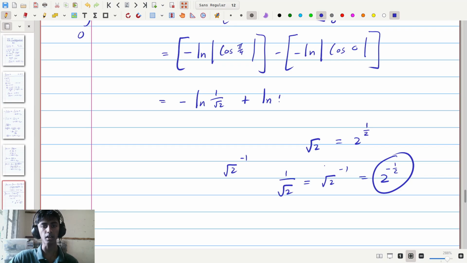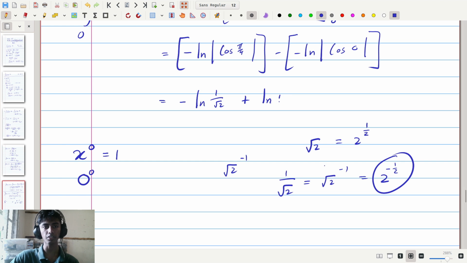Therefore, we can replace 1 divided by the square root of 2 with 2 to the power of negative 1 half. Another thing we know is the natural logarithm of, for a matter of fact, any logarithm of 1 is equal to 0, because any value to the power of 0 is equal to 1, except for, of course, 0. 0 to the power of 0 has problems.